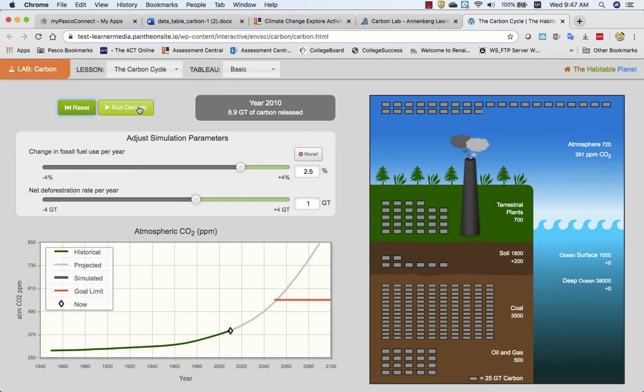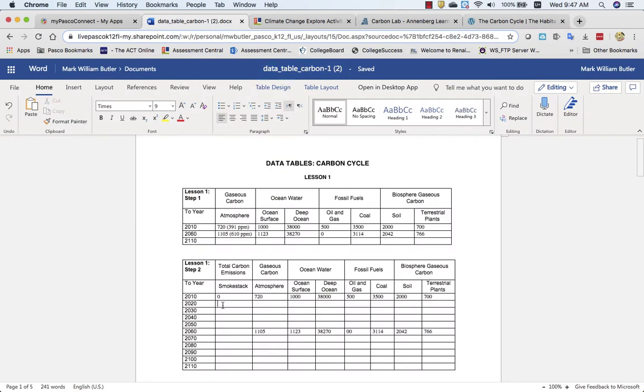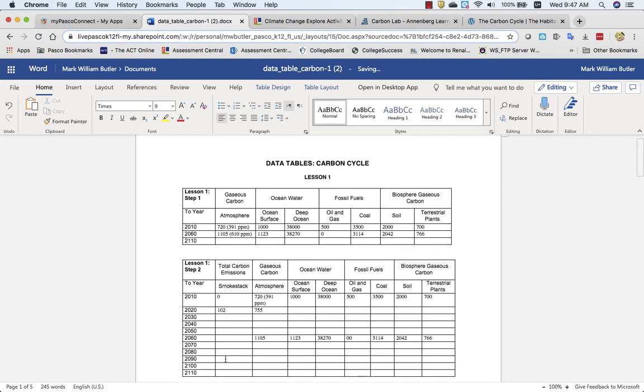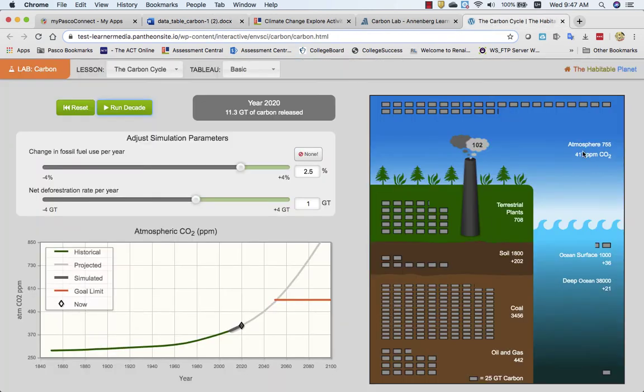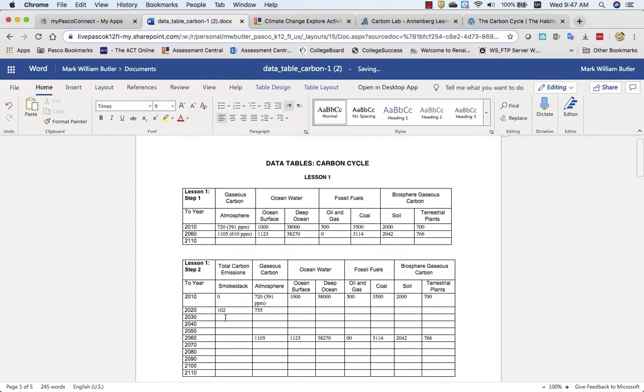All right, so here's our simulator. We're going to run it for 1 decade. There's 2020. We're going to record these values. So we now are recording this value as well. So this is 102 gigatons came out of factories. Okay, and then we're at 755 in the atmosphere. Okay, so 102 and 755. This is going to go here, 102 and 755. Okay, and then we just keep rolling. And again, if you want, you can continue to add the parts per million in there. If you want, it's going to make your table bigger, but that's fine. In this case, it's 417.